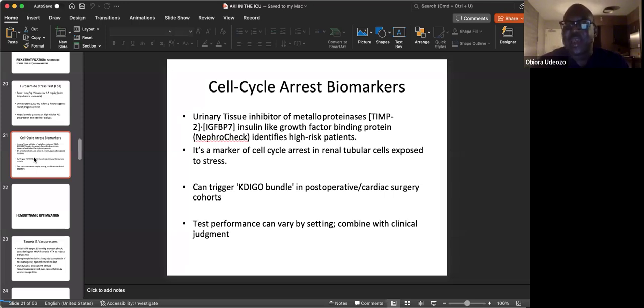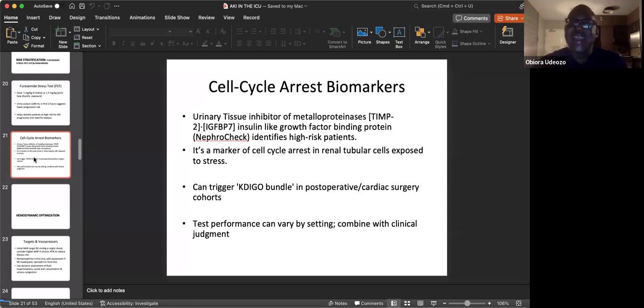And the main studies that have been done are in post-cardiovascular surgery patients, because as you can imagine, many of the patients who have all forms of heart surgery, they come out and develop AKI in a day or two, and their mortality and morbidity is higher. So this test helps to identify these patients.